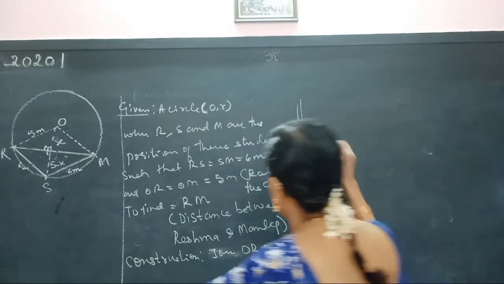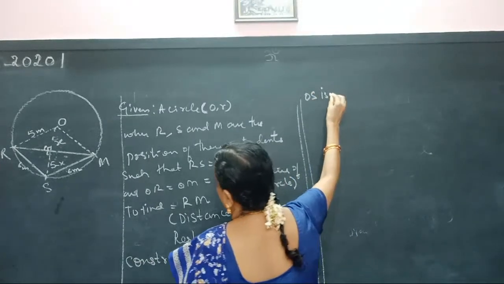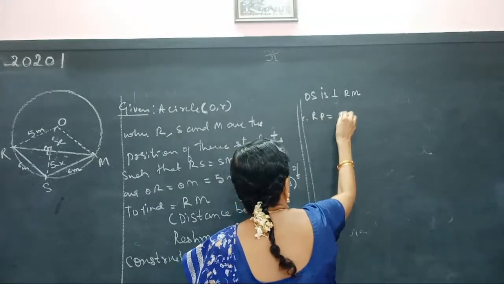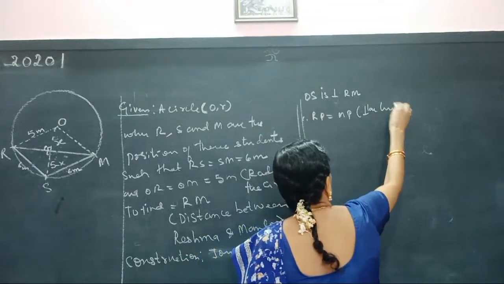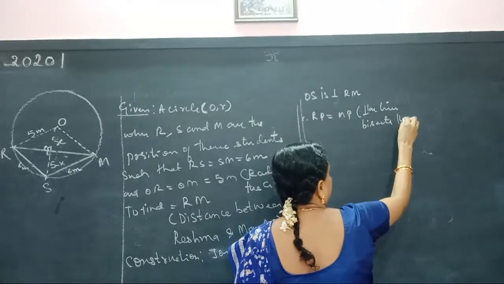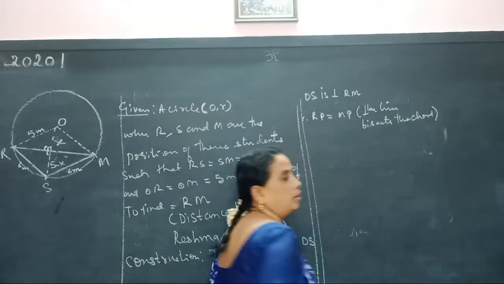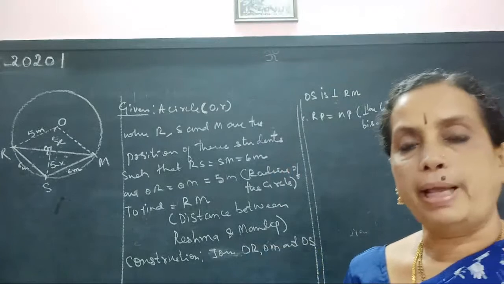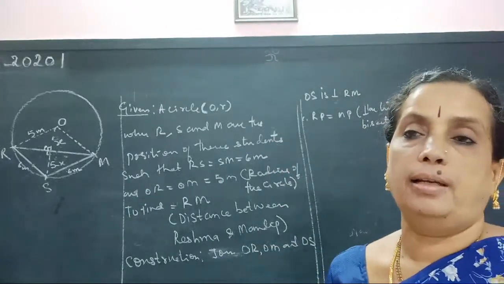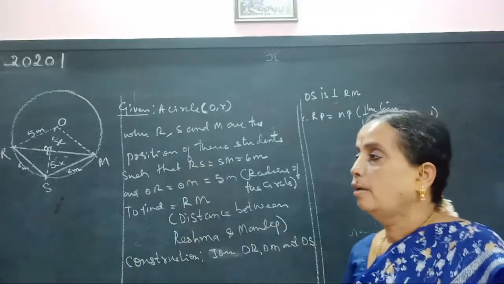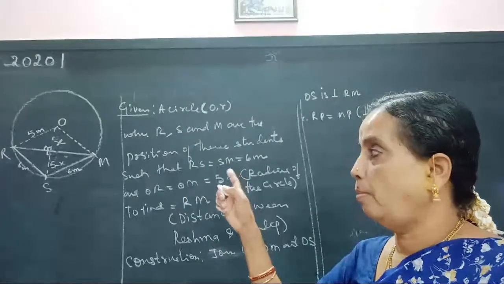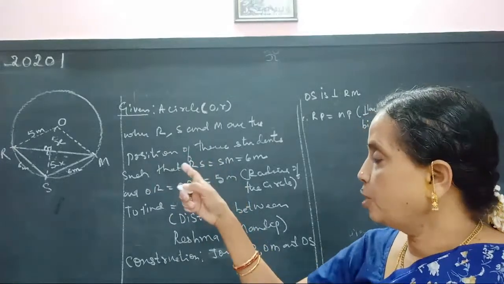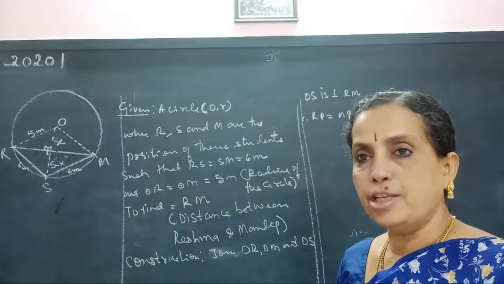Further, OS is perpendicular to RM, therefore RP equals MP. A perpendicular line bisects the chord. We also proved in the earlier classes that the common chord of two intersecting circles is bisected by the line segment joining their centers. Like that, here OS is perpendicular to RM, therefore RP equals MP. If you find RP, then the distance between Reshma and Mandip can be calculated as 2 into RP, which gives RM.